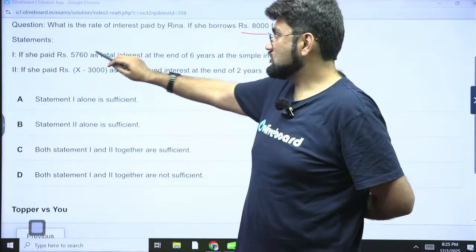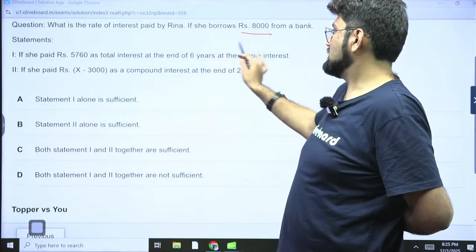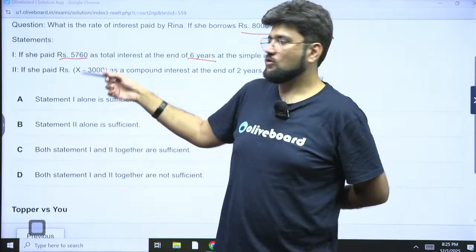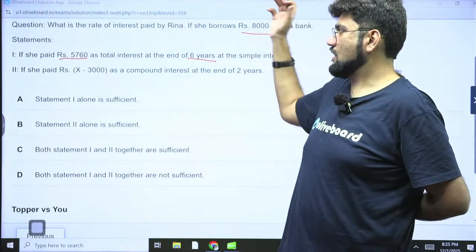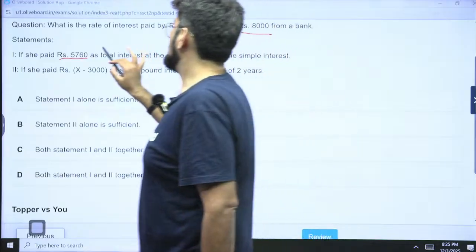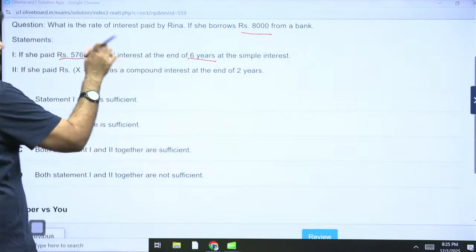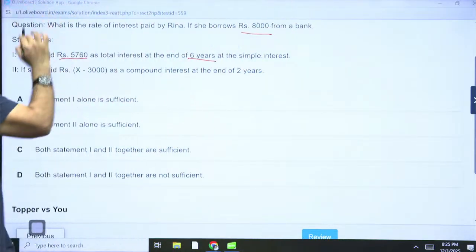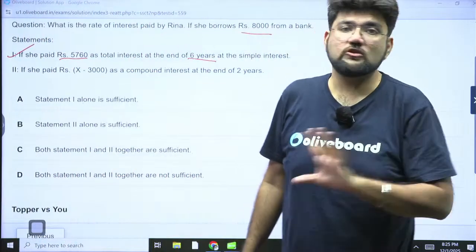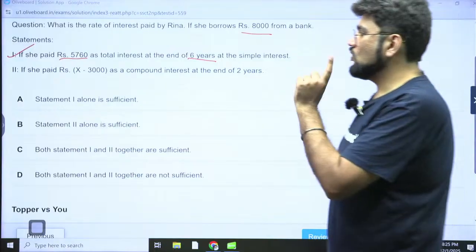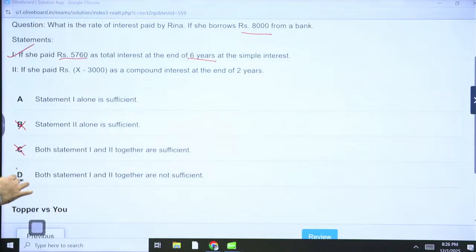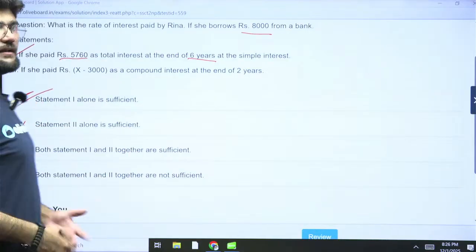Statement 1 alone says she paid this much as a total interest at the end of 6 years, a simple interest. So you know how much is the interest paid and you know what is the time period. What you can do is find interest divided by principal into 100, divided by your time period, so you will get the rate of interest. Just by looking at the data, you can figure out whether you will be able to find it or not. Please don't solve it in reality. Now 1 alone is sufficient. That means 2 alone will not be possible and both will not be possible. And this is also not possible. Option A is true. Done.